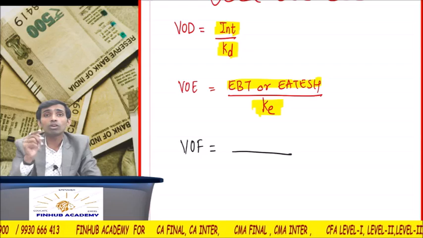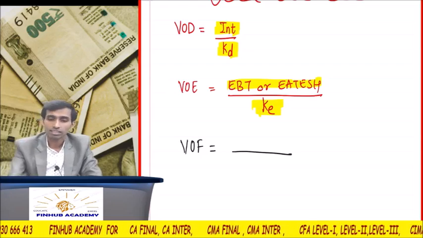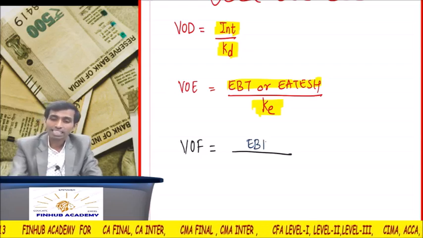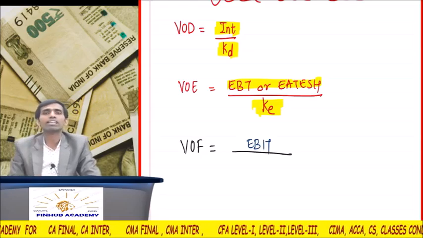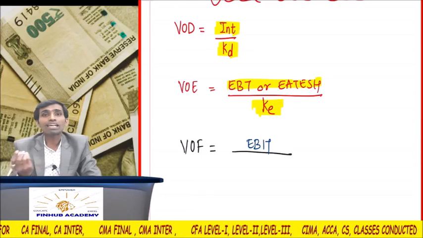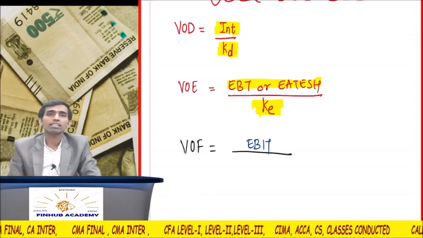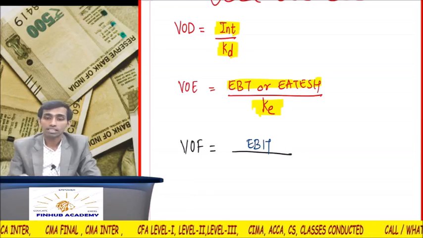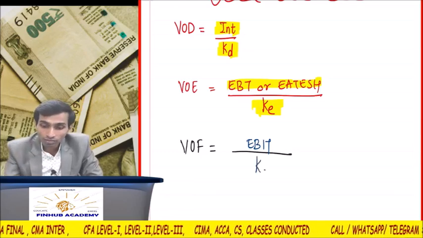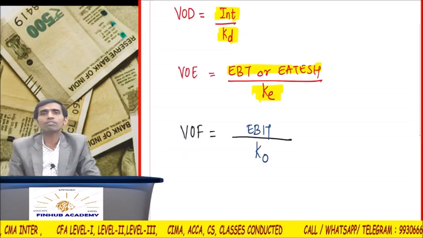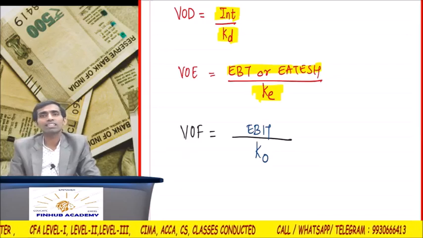For the whole firm, what is the earnings? EBIT. EBIT is earnings for debt as well as what? Equity. Divided by which rate? KO. Yes, that gives the overall value of the firm. Is it clear? Understood?